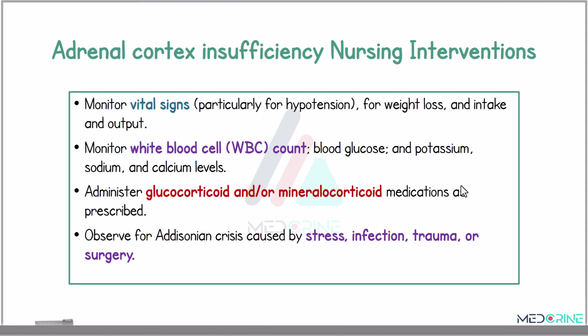In Addison's disease, monitor the vital signs, particularly for hypotension, weight loss, and intake and output of fluids, you monitor white blood cell levels, blood glucose levels, potassium, sodium, and calcium levels. Administer glucocorticoid and or mineralocorticoid medications as prescribed. You need to observe for Addisonian crisis that is caused by stress, infection, trauma, or surgery.